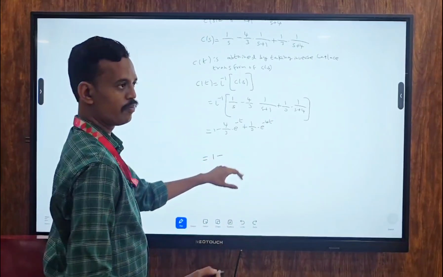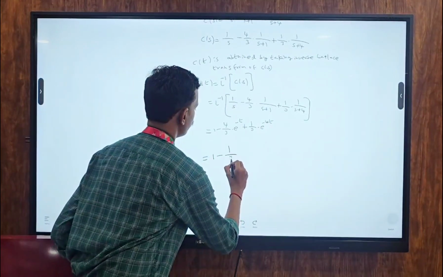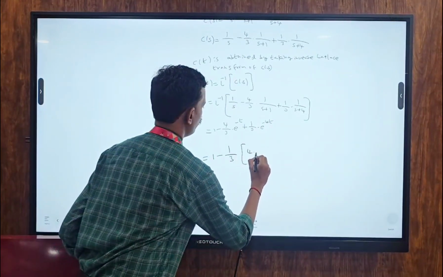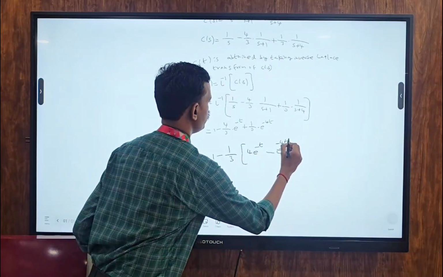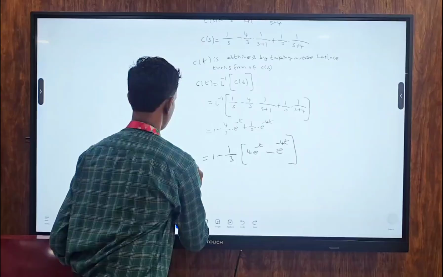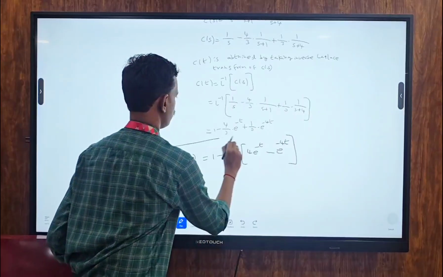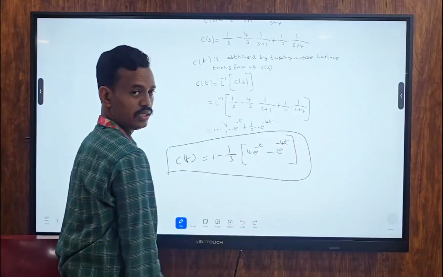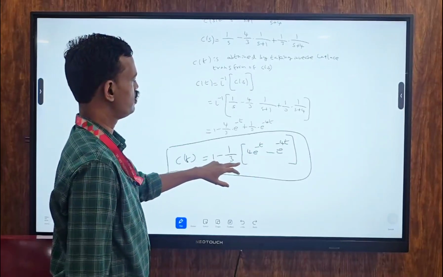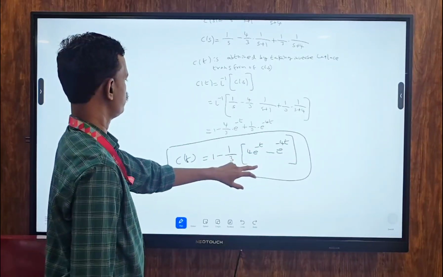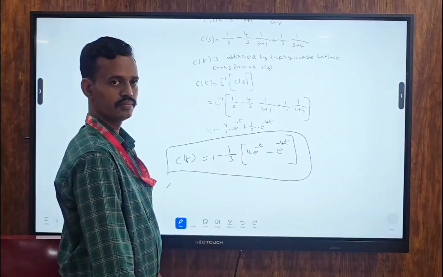Here 1/3 is common, so taking it outside, we get minus 1/3 of (4e^(-t) minus e^(-4t)). This is the final output: c(t) = 1 - (1/3)(4e^(-t) - e^(-4t)). Okay, thank you.